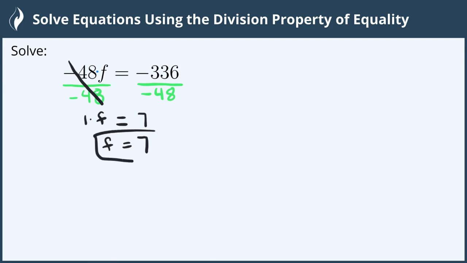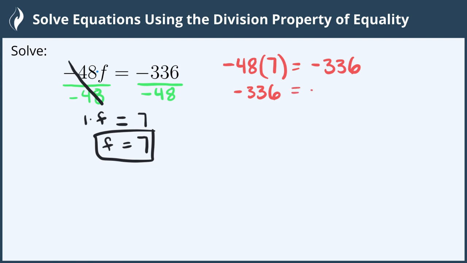We can check this to make sure that we did do all of our operations correctly. So we can substitute negative 48 times 7 for f and see if it gives us negative 336. Using my calculator, negative 48 times 7 is negative 336. As a negative times a positive is negative, and 48 times 7 is 336.